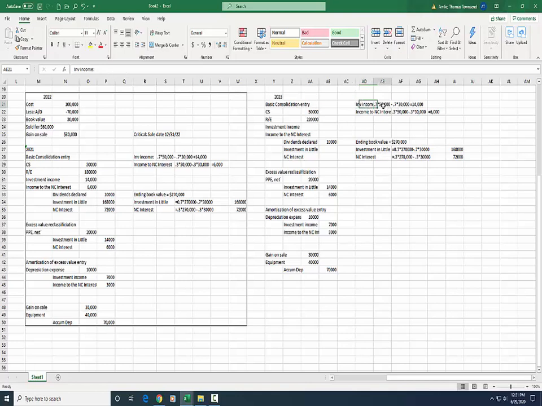Okay, the investment income, as always, they're going to get their share of the reported earnings. And now, again, last year, we took away $30,000 saying, hey, this gain is unrealized.